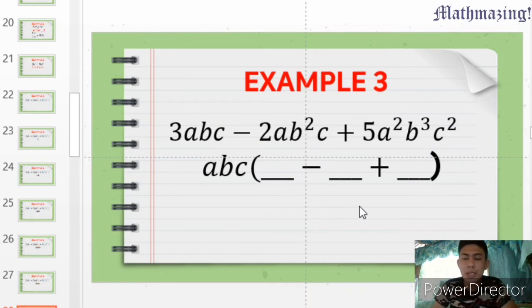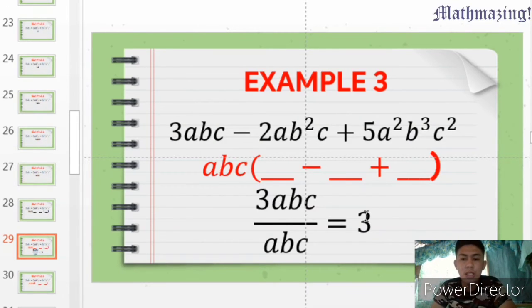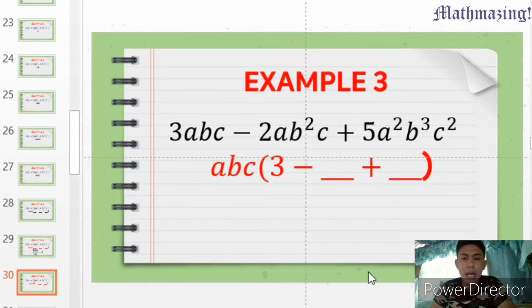So now, ang first natin gagawin, we have 3abc divided by abc. So 3 divided by 1, the answer is 3. A divided by A, the answer is 1. B divided by B, the answer is 1. C divided by C, the answer is 1. So 3 times 1 times 1 times 1, the result is still 3. So si 3 yung ilalagay natin doon sa first blank natin.